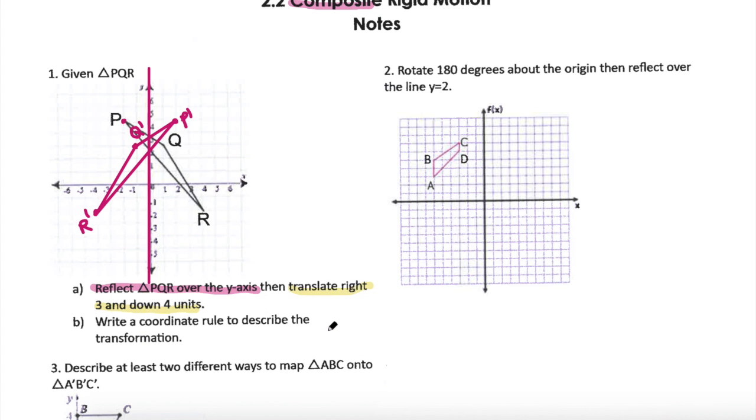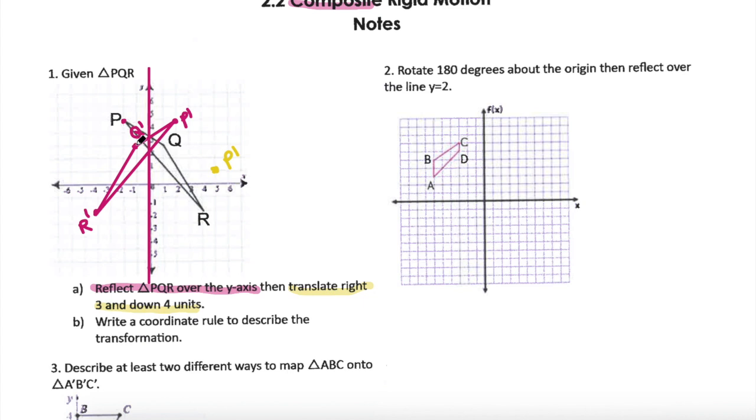Now we want to go ahead and graph our translated image. So I'm going to do our translated image in yellow on the same graph. So now it's going to translate our image to find our double image or composite rigid motion. So it's going to the right 3 and down 4. So point P is going to move to the right 1, 2, 3 units, and then down 1, 2, 3, 4 units, and that will be our point P prime.